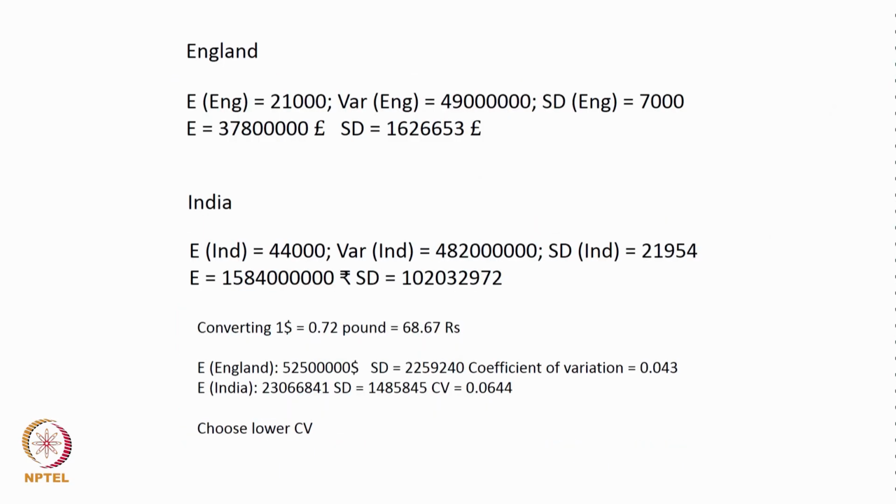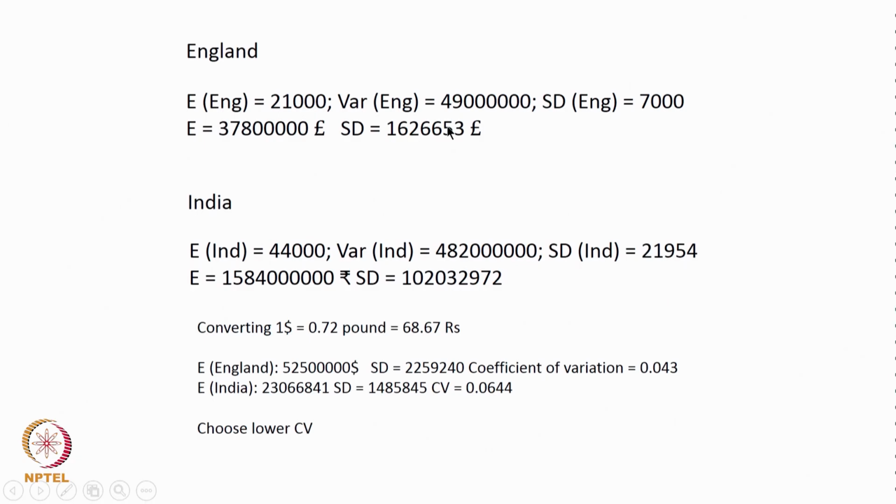So, now if we look at place 1, which is England, the expected value is 21,000, variance are given, and let us say we also try to convert the whole thing in pounds. So, standard deviation is 1626.63. Now, we multiply by the money, and therefore, when we multiply by the money we get this in pounds, which is given here and this is given here. So, 21,000 people, 378,000 pounds and so on with the variance and standard deviation are given here.